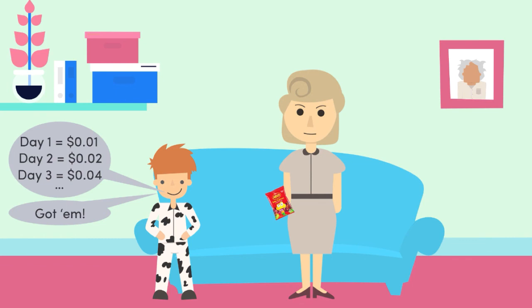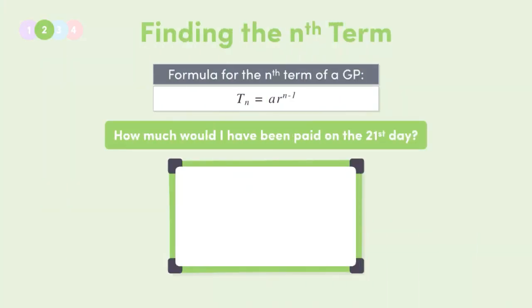But had she gone with my payment strategy, how much would I have made on the 21st day I got the mail? Clearly this is a GP, because every day the amount that I'm being paid is being doubled, or it's being multiplied by a common ratio of 2. So the pay that I get on the 21st day is the 21st term of this GP. Therefore, using our formula for the nth term, the 21st term would be A, which is 0.01, times R, which is 2, to the power of 20, which comes out as $10,485.76. I guess my mom knew what she was doing.